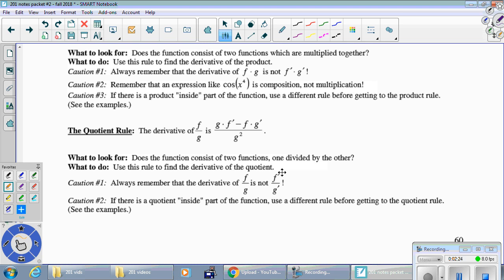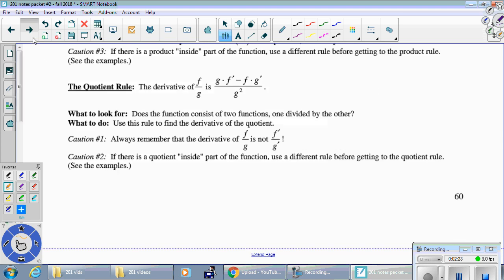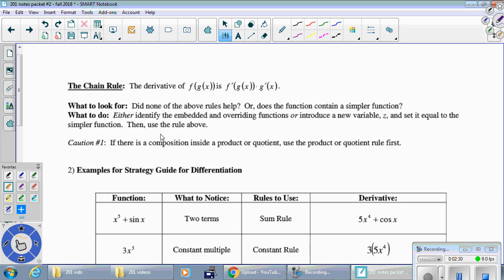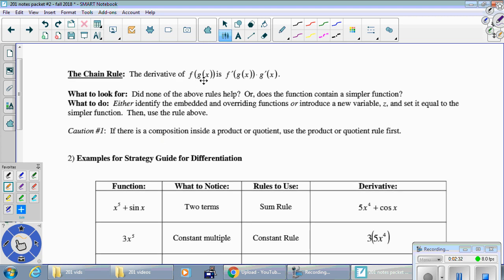Okay, quotient rule, same deal. Remember, the quotient rule is not as simple as you might hope it would be. And let's see what the next page has in store. Chain rule, that's a big one. Derivative of f of g of x is f prime of g of x times g prime of x. What are we looking for? Well, hopefully one of the other above rules helped, but if not, maybe it's a chain rule.